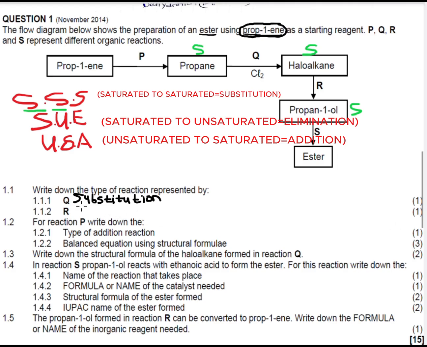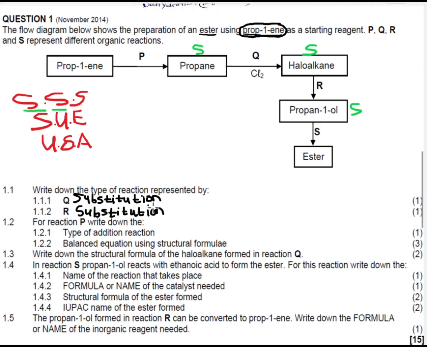Guys, they are testing your faith here. They know that you are going to lose confidence in yourself because in question 1.1.1 the answer was substitution. The examiners know that in question 1.1.2 it will become a difficult situation for you to decide that it is going to be substitution again. Can you see? They are testing your faith. Are you going to write substitution again? But we've understood that we are moving from a saturated haloalkane to a saturated alcohol. From saturated to saturated, we know it's substitution. So already we've got our 2 marks there.